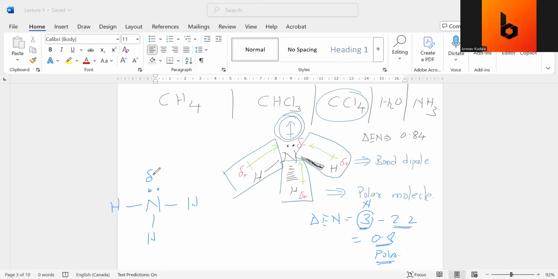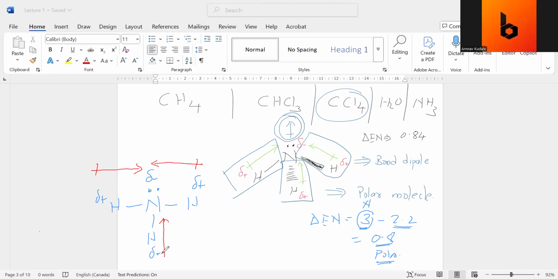We will put a delta negative charge on nitrogen, and a delta positive charge on the hydrogens, correct? Now what we do is put the dipole moments. How do we draw the dipole moments? We start from the positive terminal and extend it to the negative terminal. We start from the positive and go towards the negative.